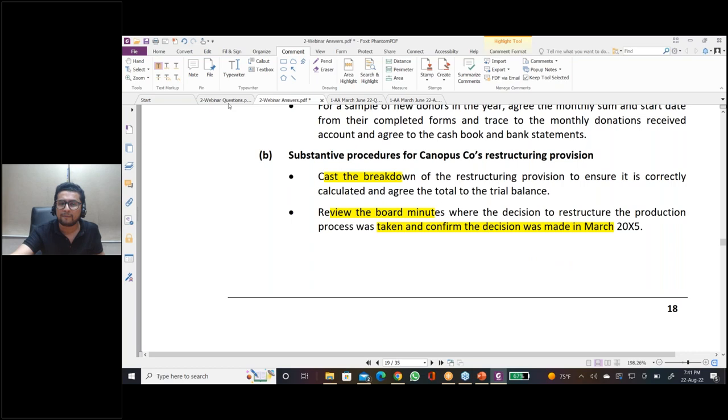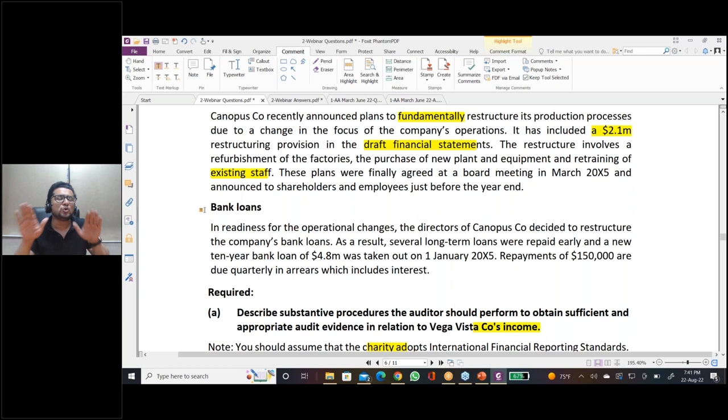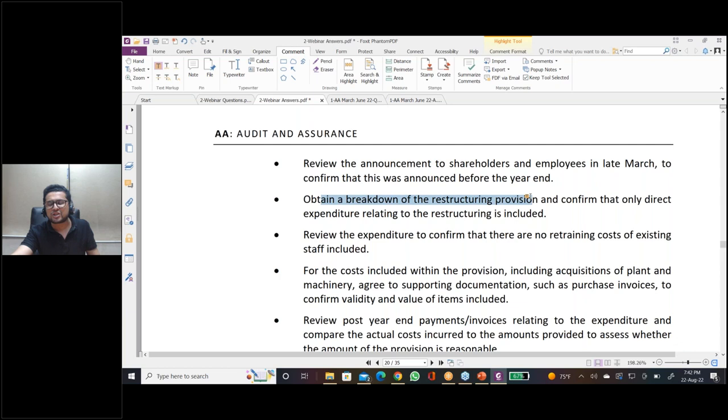This restructure involves a refurbishment of the factories, purchase of the new plant and equipment, and retraining of existing staff. Now, you cannot recognize the retraining cost as your provision. So obtain the breakdown of the restructuring provision and confirm that only direct expenditures relating to the restructuring are included. For example, the cost of retraining employees cannot be recognized according to IAS 37 and other accounting standards.